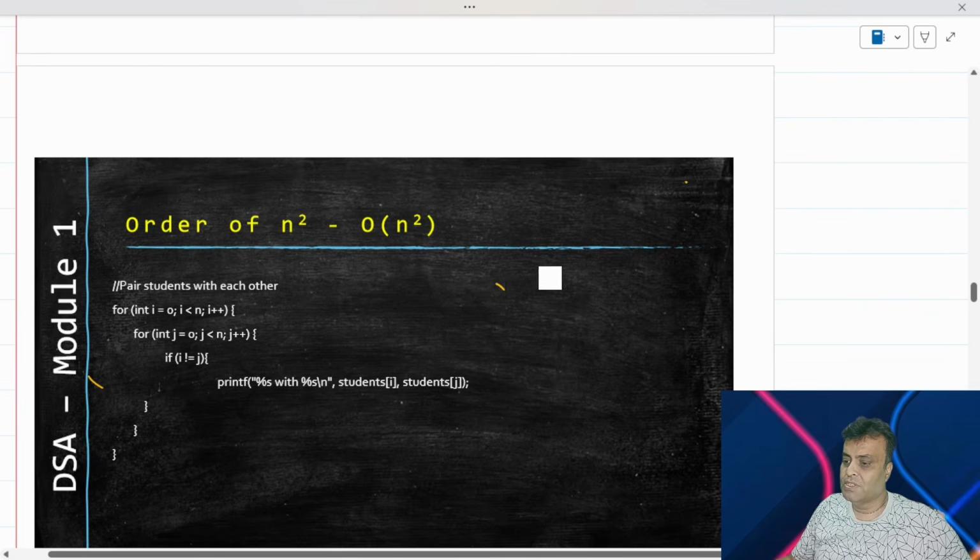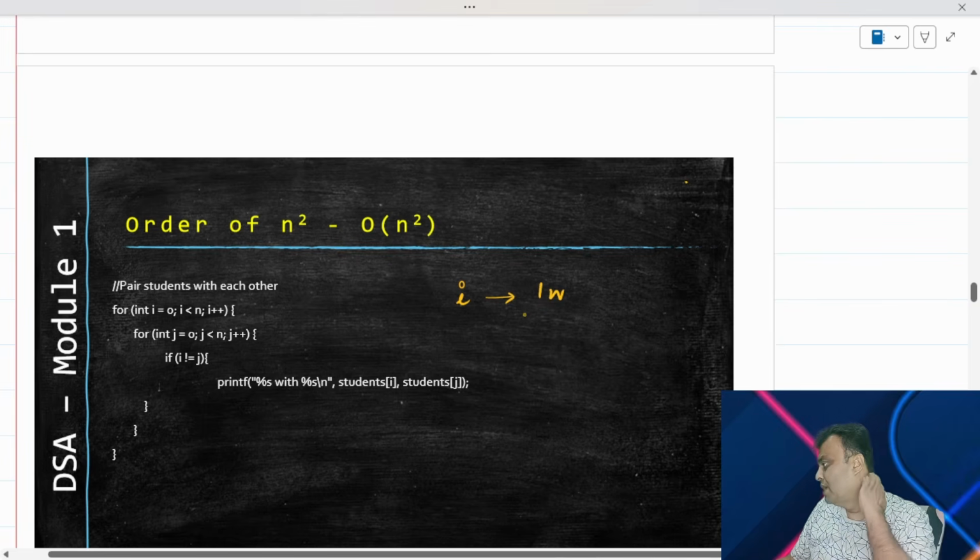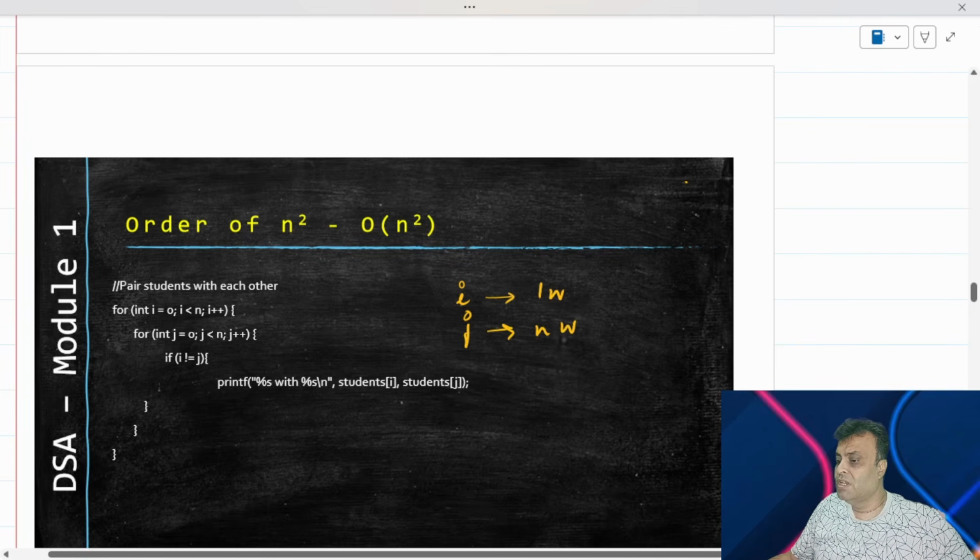Now what about the space complexities here? Can we establish some space complexity here? How many variables are we defining? We are defining i, which requires one word. Why? Because the definition of i will only take place one time. How about j? The definition of j will take place n number of times. So I need n words for that, because this int j equal to 0 will be fired every time this loop enters, and this loop enters n number of times.